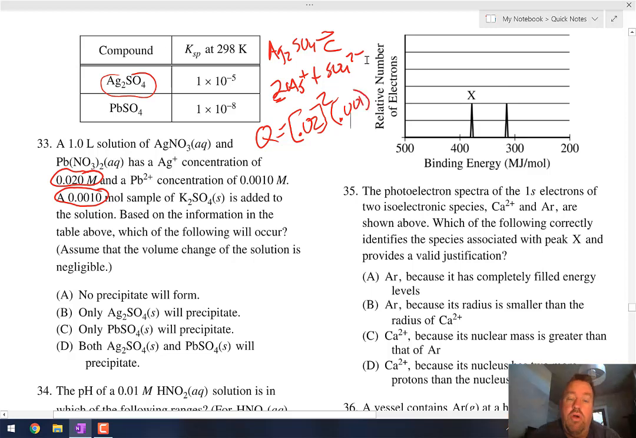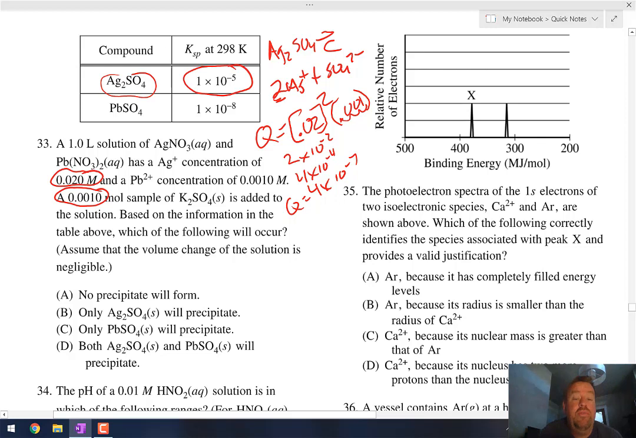Okay, so 0.02 squared is the same, that's 2 times 10 to the minus second, so that squared becomes 4 times 10 to the minus fourth. And then we're basically going to move this 3 more spaces to the left. So the Q value for Ag2SO4 would be 4 times 10 to the minus seventh. Okay, now in this case, Q is 4 times 10 to the minus seventh. KSP is only to the minus fifth.